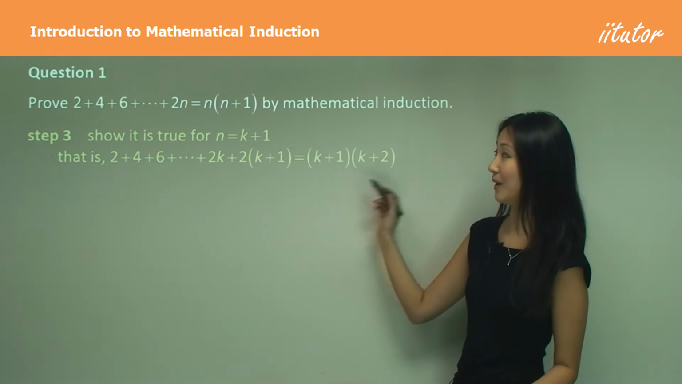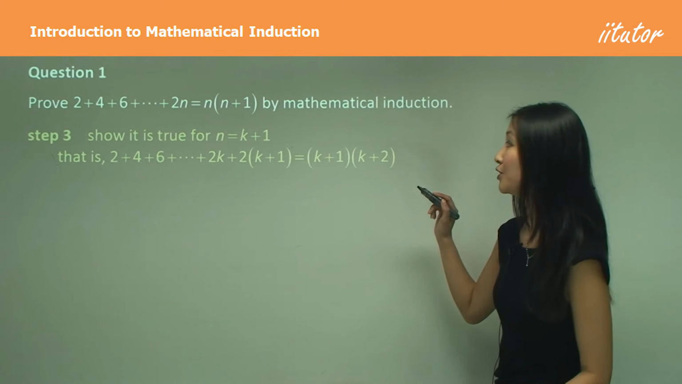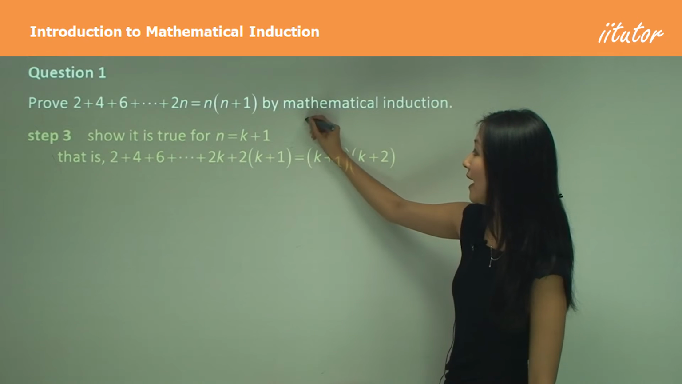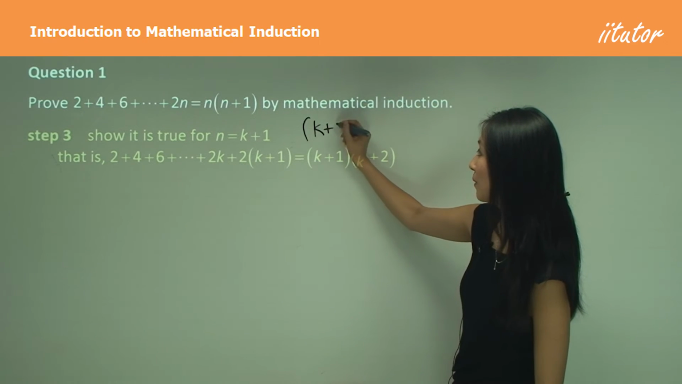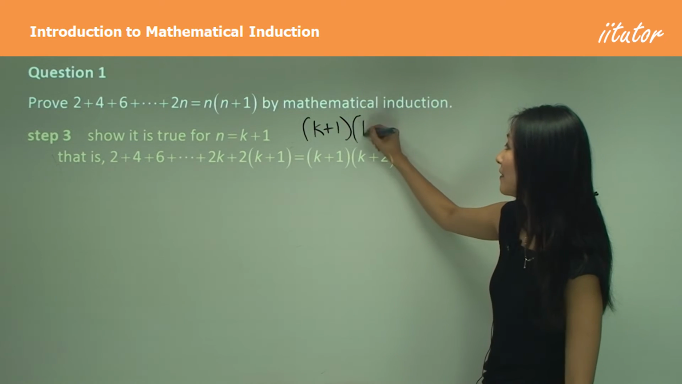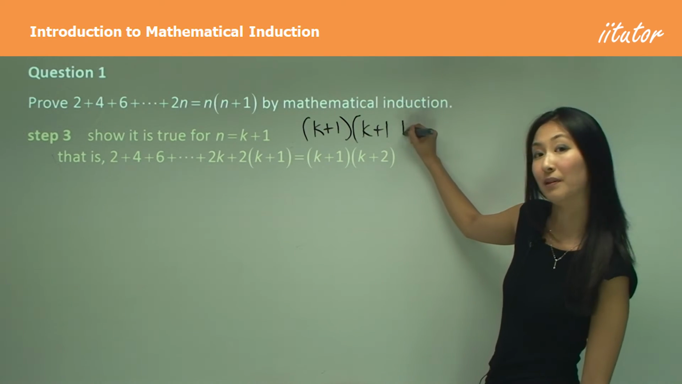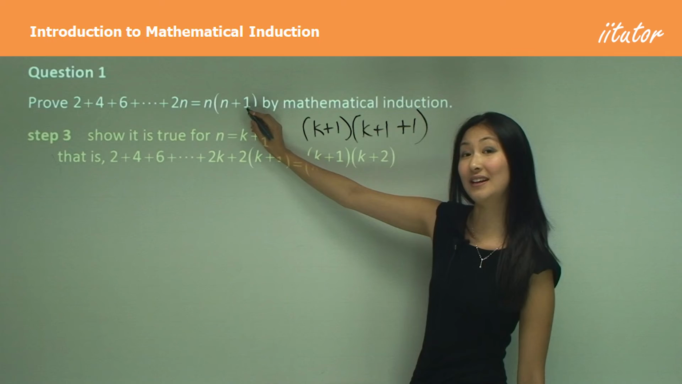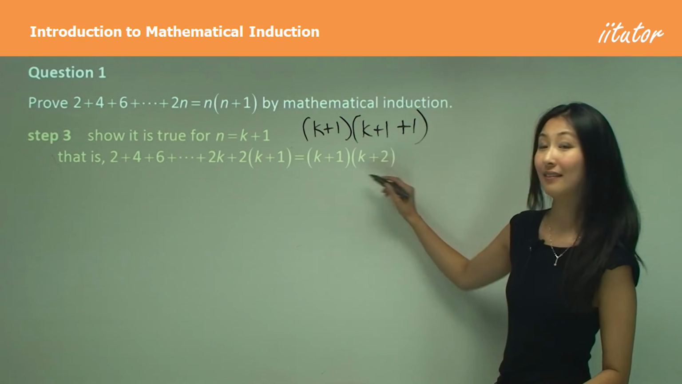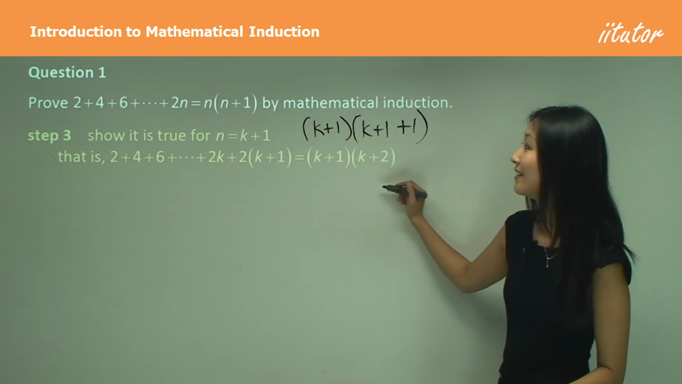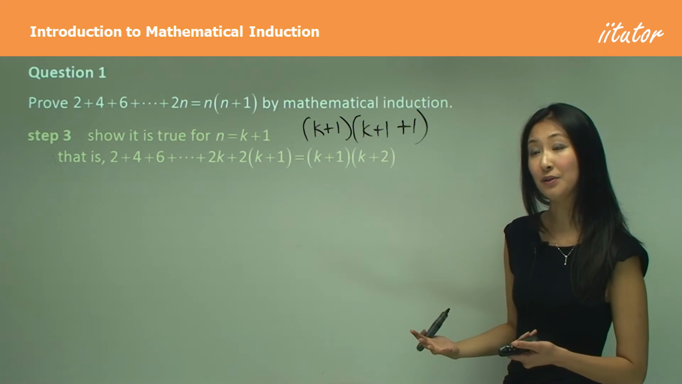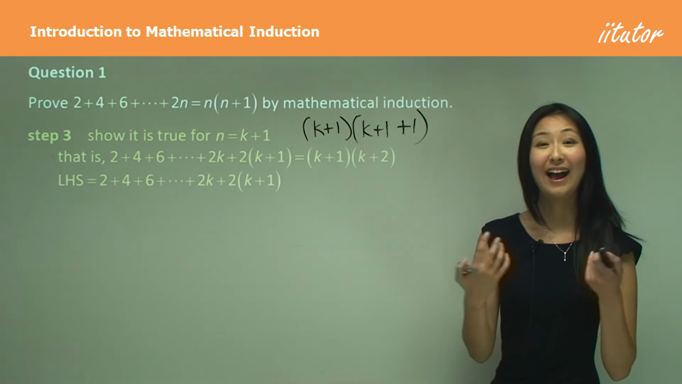And how do I get the right-hand side? Well, I'm just substituting k plus 1 into this equation here. So instead of n, I've written k plus 1. And instead of n plus 1, I have k plus 1 and then plus 1 again for this over here. And then summarizing that, we get (k plus 1)(k plus 2). Yeah? So we want to prove that this equals to that. That's what we're doing. So how do we prove?